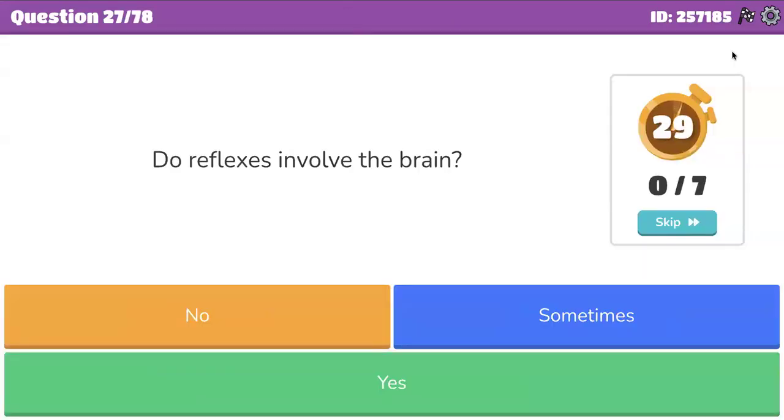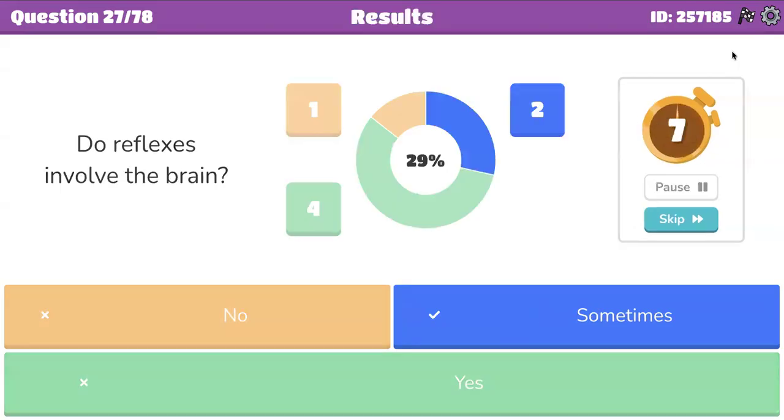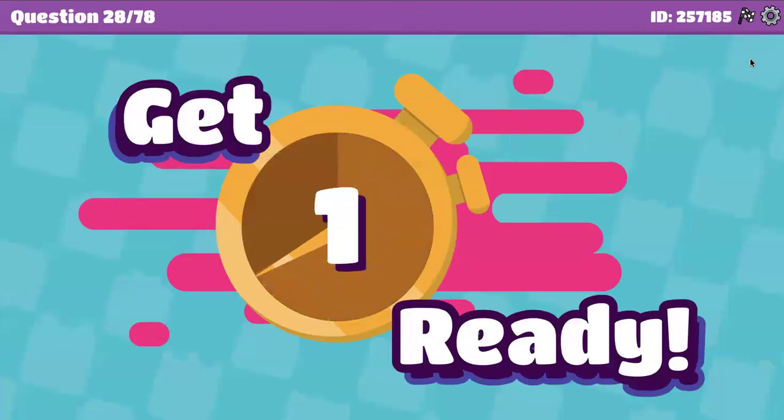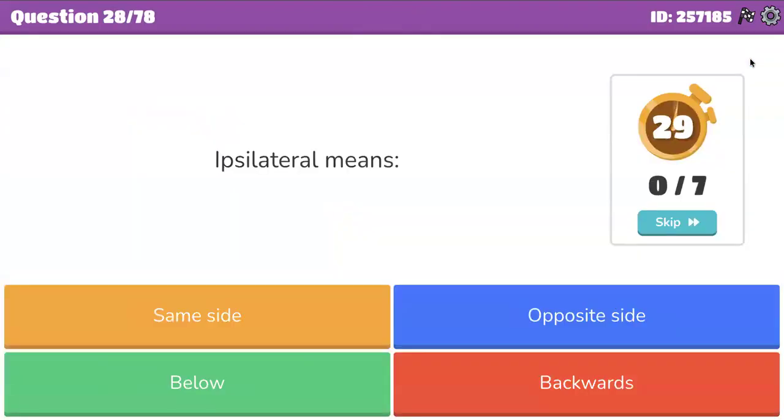Do reflexes involve the brain? Think about if they're so fast. I mean, the signaling is pretty fast, but in order for reflexes to work, do they go through the brain? Yes, sometimes they do. And sometimes they don't because some need to be extra fast.